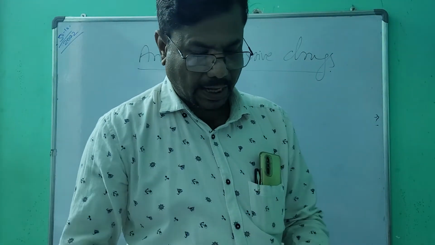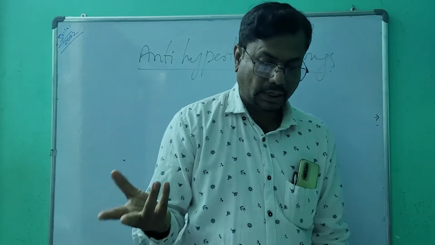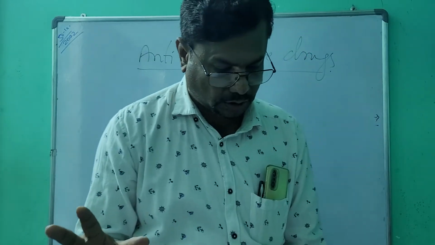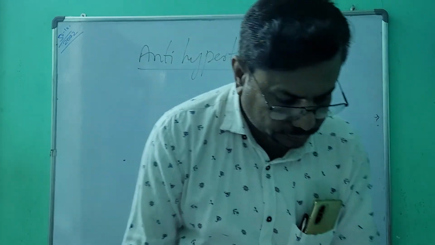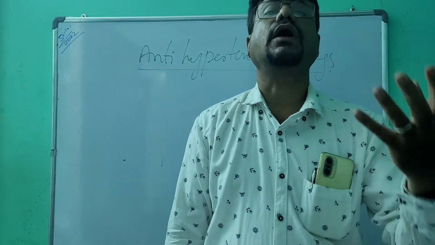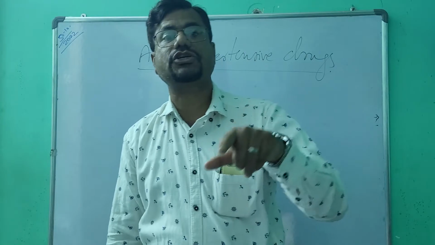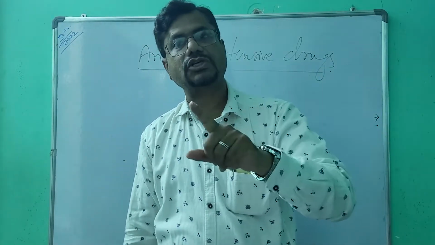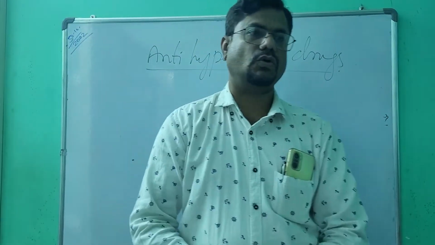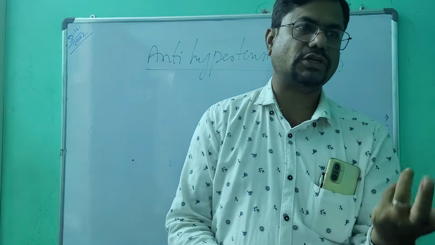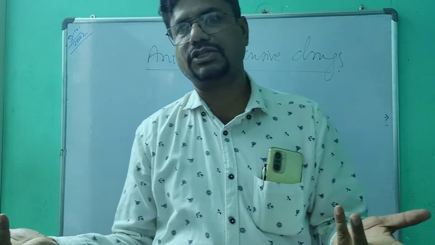So elevation of systolic and diastolic blood pressure is hypertension. What is hypertension? Hypertension is the elevation of systolic and diastolic blood pressure. What is systole? Systole is the contraction of the heart, and diastole is the relaxation of the heart.